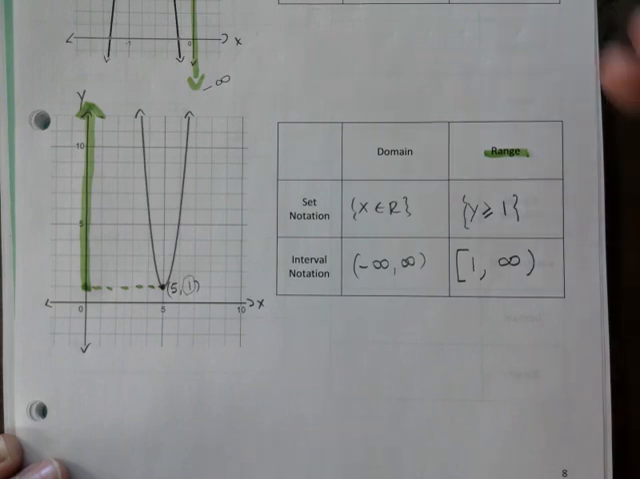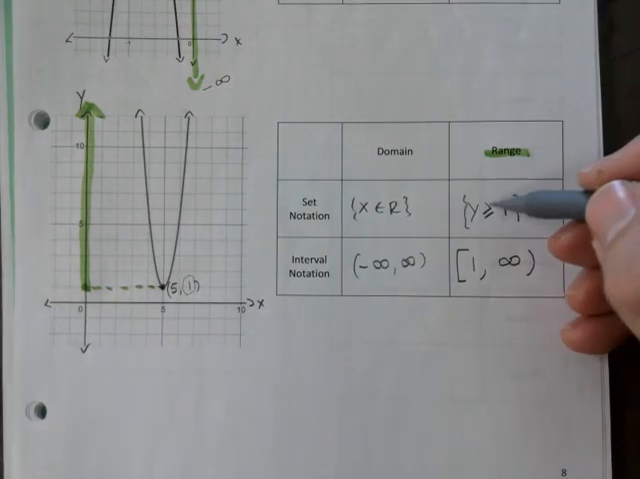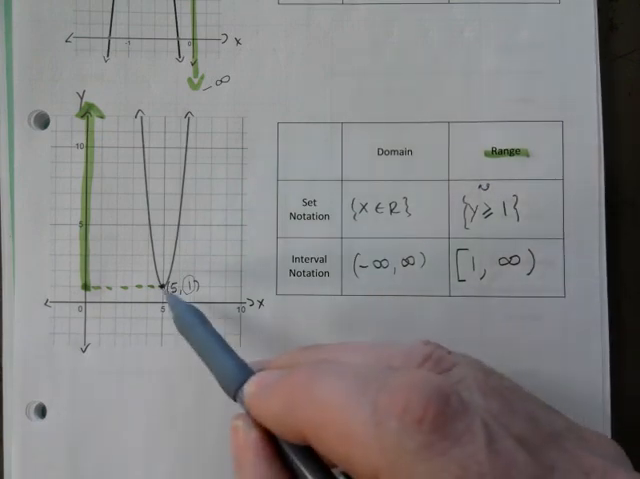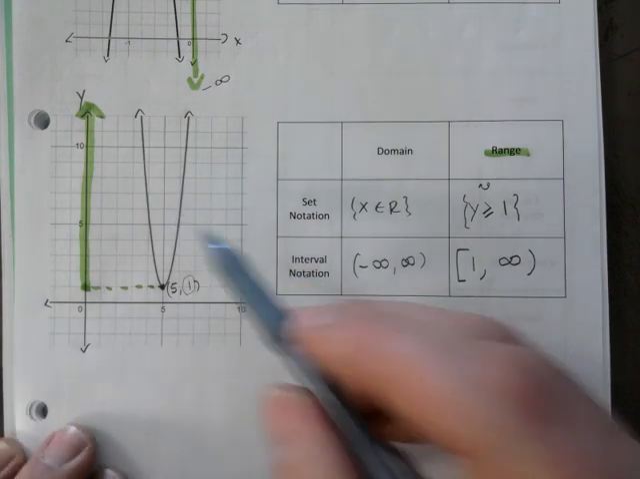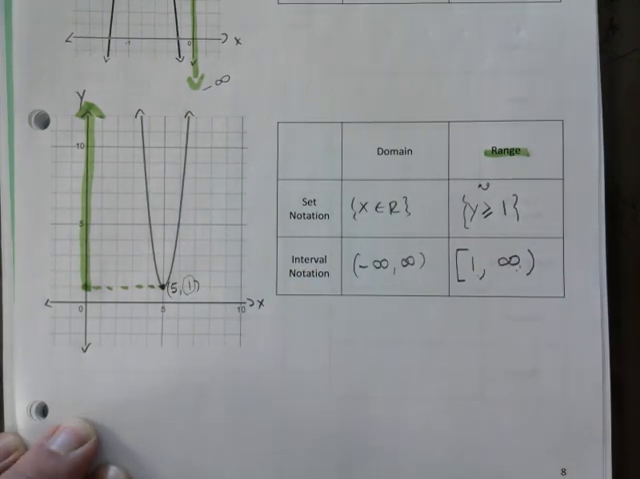I didn't do the range, right? But you can tell yourself, this is pointing up. So yeah, of course, anything 1 or greater works. This is also saying 1 or greater, right? 1 all the way to positive infinity.